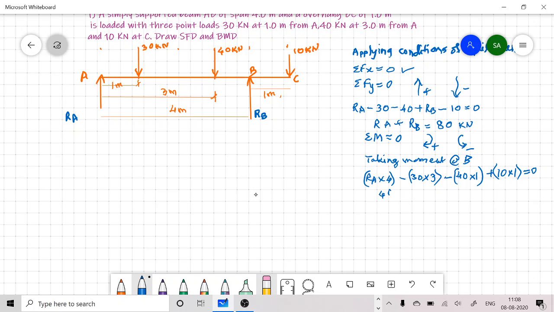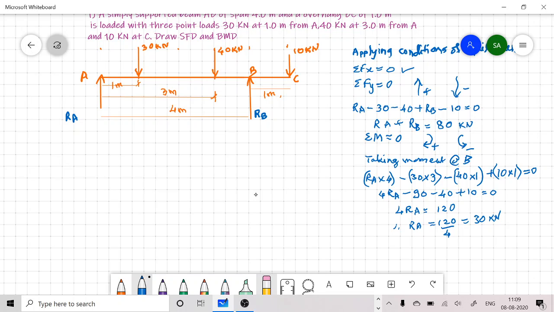So 4RA minus 90 minus 40 plus 10 is equal to 0. So 4RA is equal to 120. Therefore, RA equal to 120 divided by 4, that is 30 kilonewton.